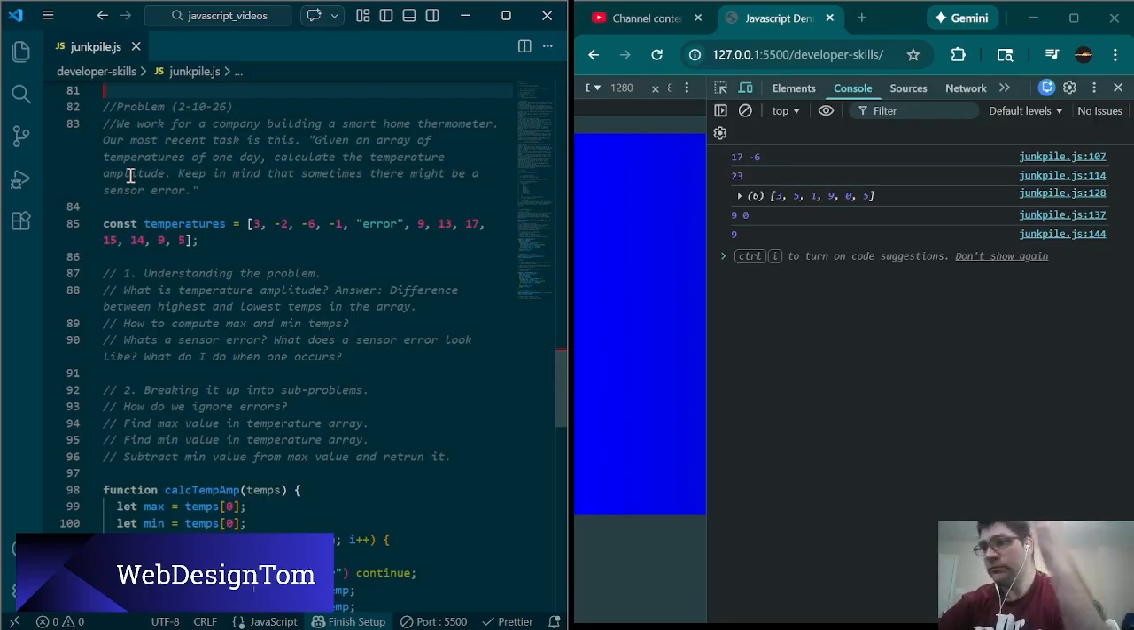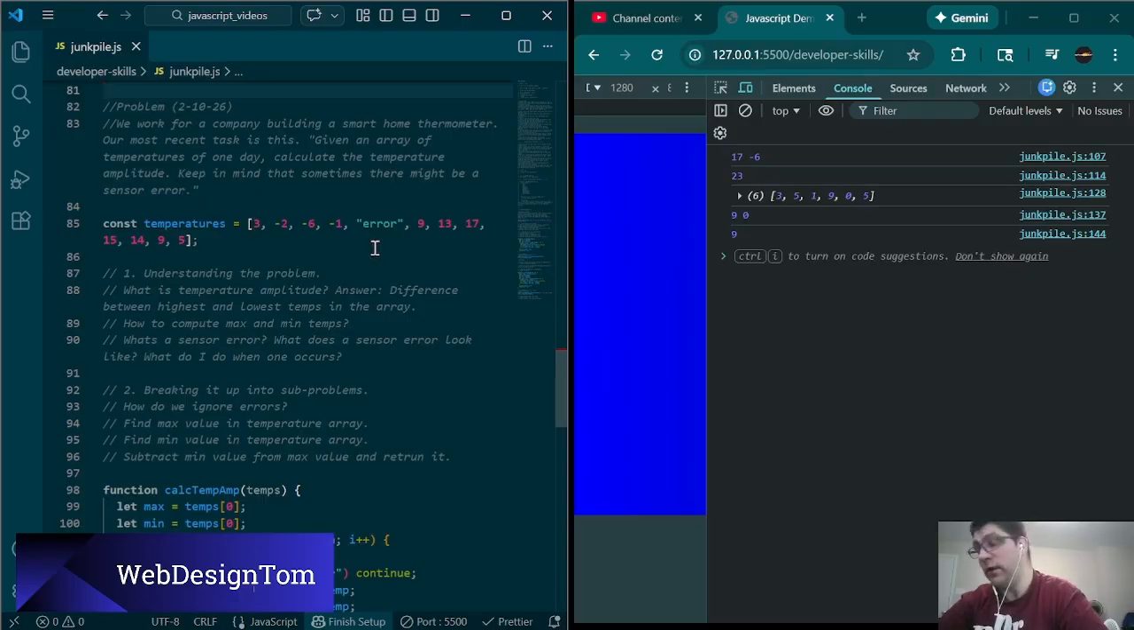So that's amplitude, which is kind of cool. He also told us to keep in mind that sometimes there might be errors in the temperature array, right? I don't know why, but it happened. So he gave us the temperatures array. So these are all the temperatures. Of course, we have the error in there.